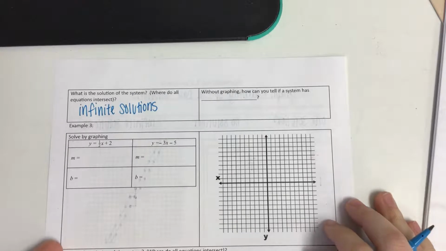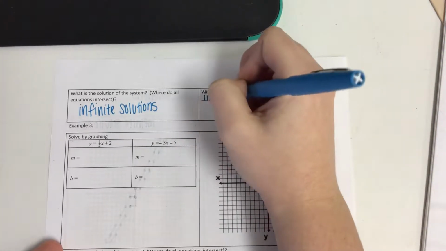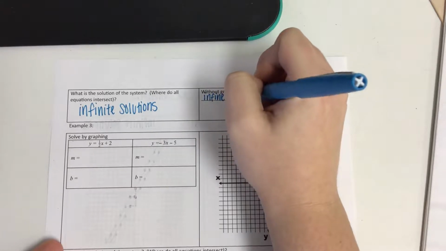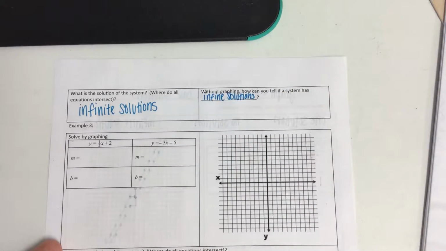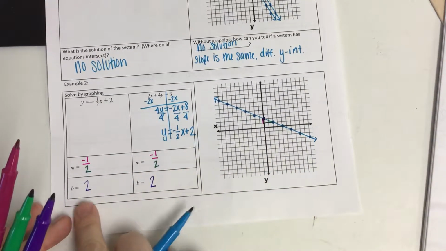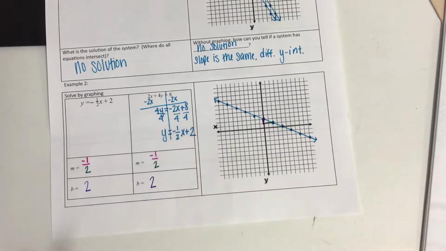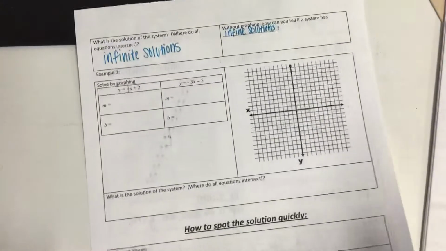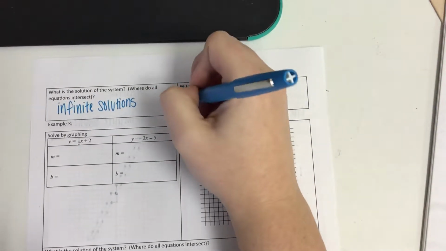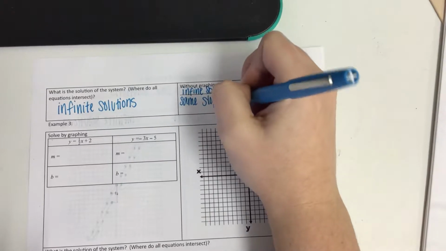Okay, so without graphing, how could we tell that it was an infinite solution? Well, if we go back, we see that we have the exact same slope and the exact same y-intercept. Our equations, once we got them in the y equals mx plus b form, were exactly the same. So we had the same slope, same y-intercept.